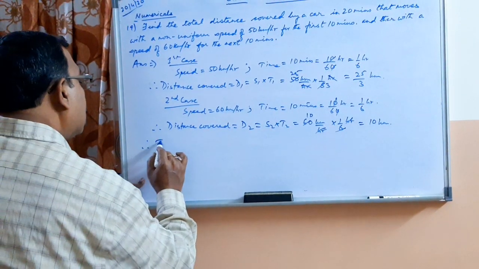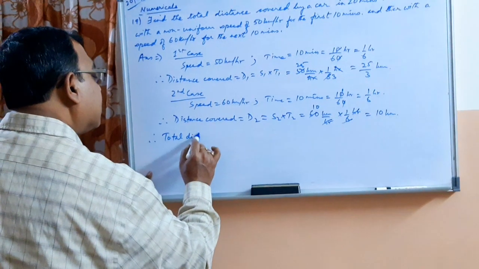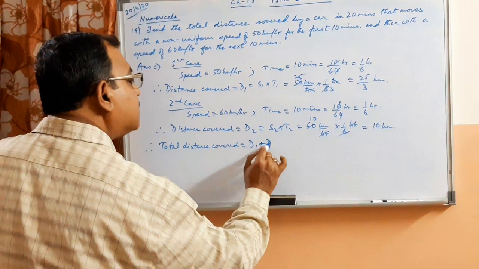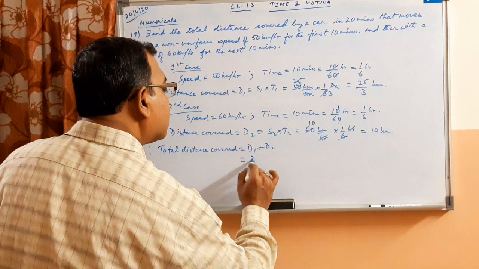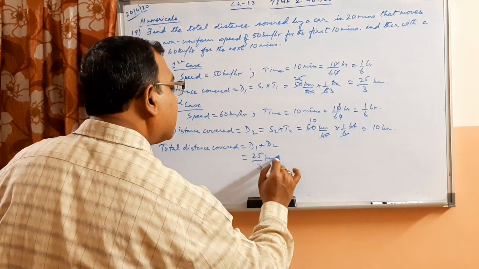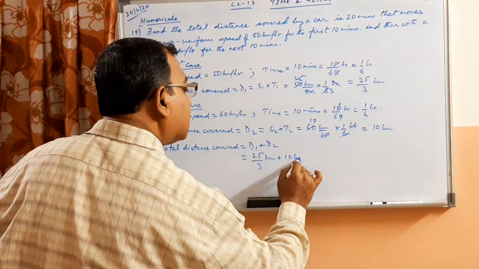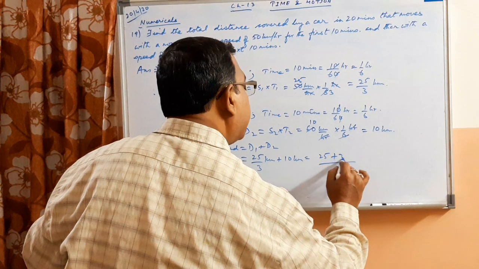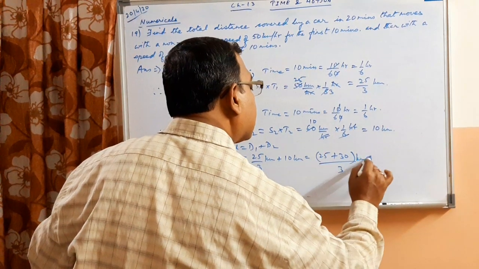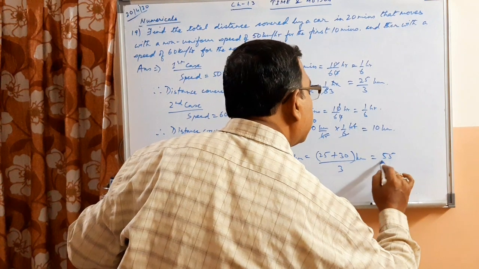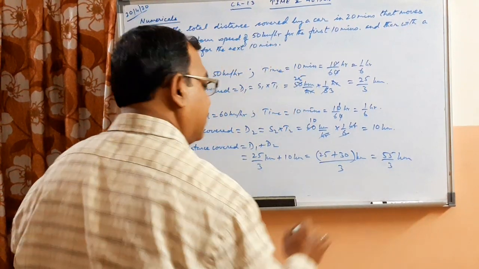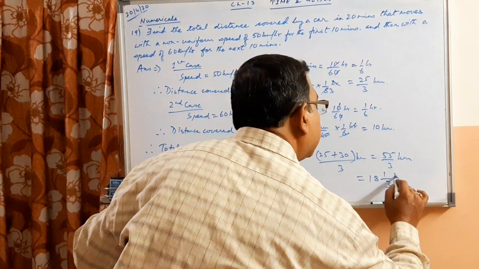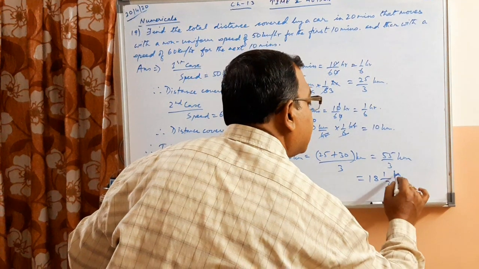Therefore total distance covered is equal to d1 plus d2. So d1 is how much? 25 by 3 km and d2 is how much? 10 km. So take the LCM, 25 plus 30 by 3 km, that is equal to 55 by 3 km. That is equal to 18 whole number 1 by 3 kilometer.